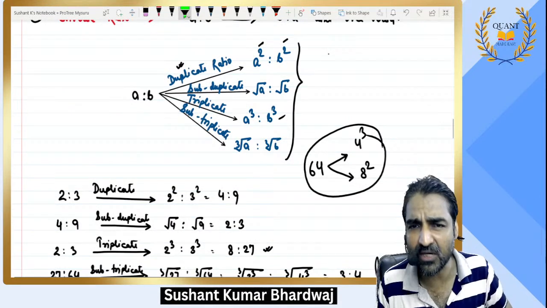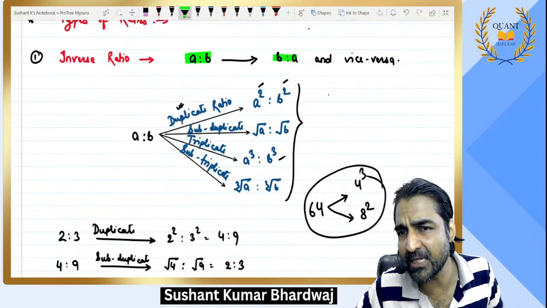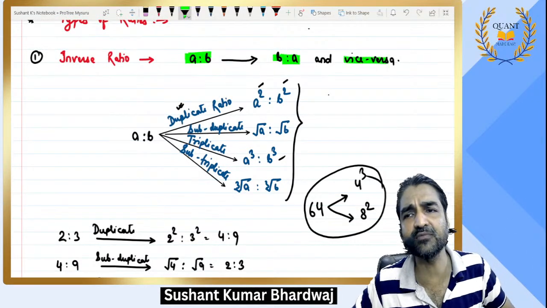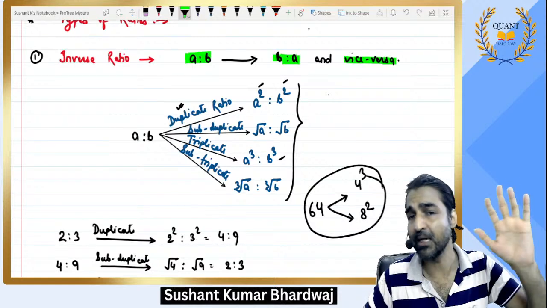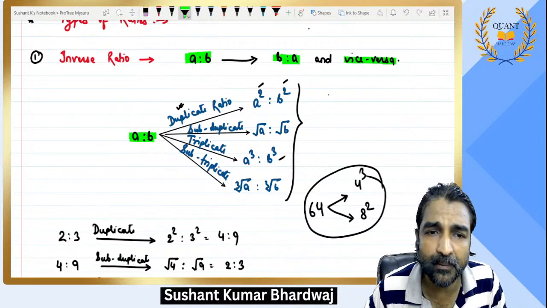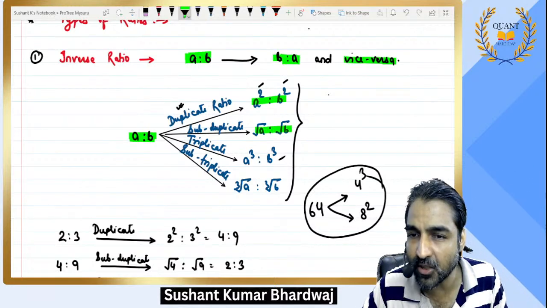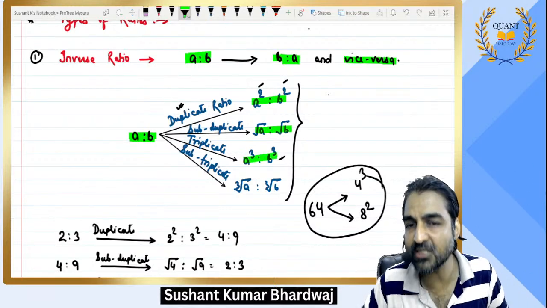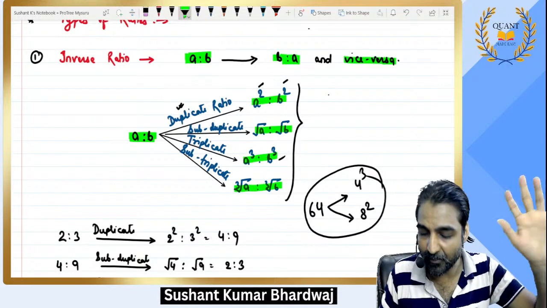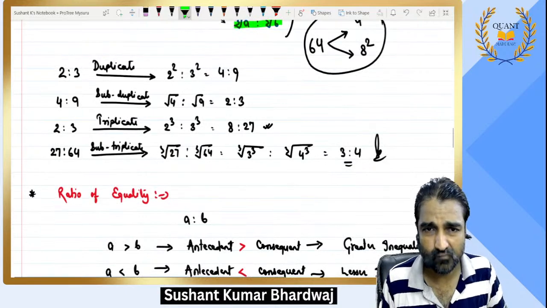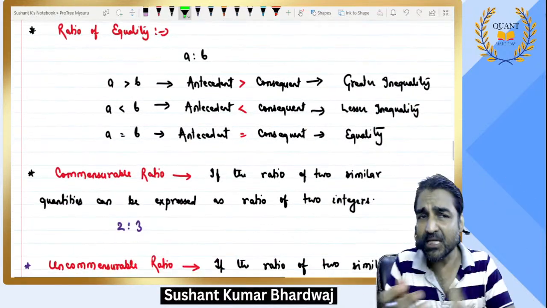We have discussed inverse ratio, A ratio B. If A ratio B, then B ratio A is its inverse, and vice versa. If B ratio A, then A ratio B is its inverse. And if A ratio B, then A square ratio B square is duplicate, root A ratio root B is subduplicate, A cube ratio B cube is triplicate, cube root of A ratio cube root of B is subtriplicate. Clear? And I have gone through some examples too, and I have discussed ratio of equality.